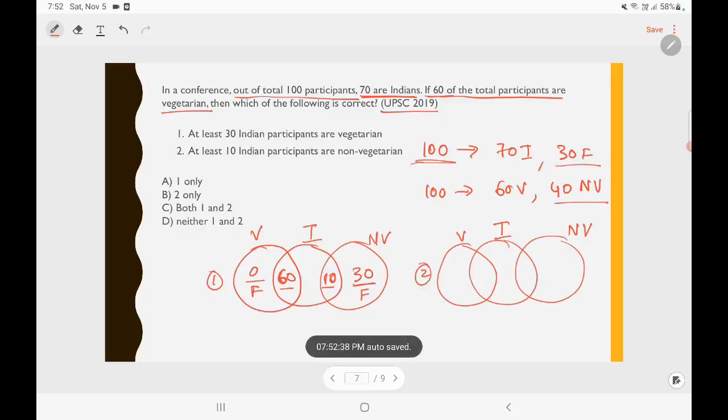So there are total 30 foreigners and there are total 60 vegetarians. So we will assume that all the foreigners are vegetarians. So you need to write 30 here. All 30 foreigners are vegetarians.